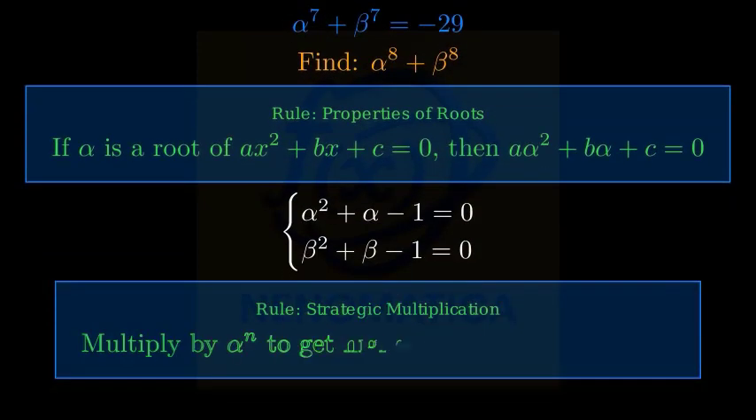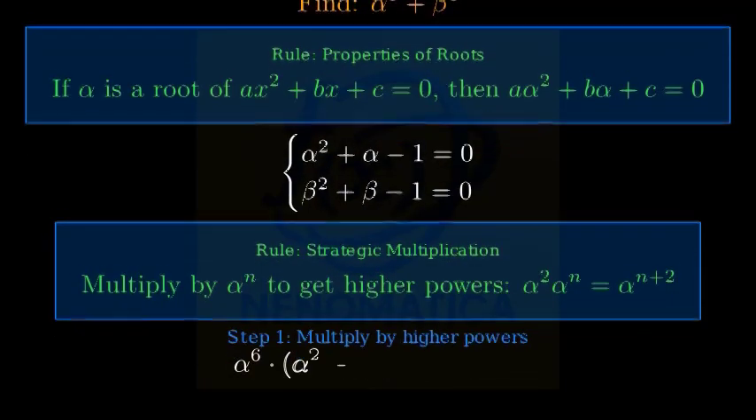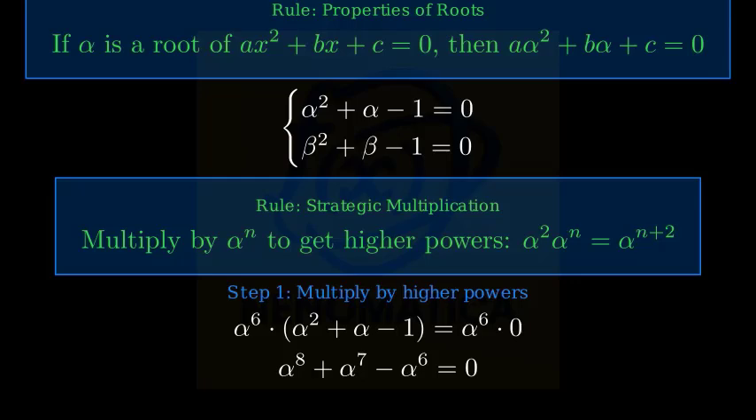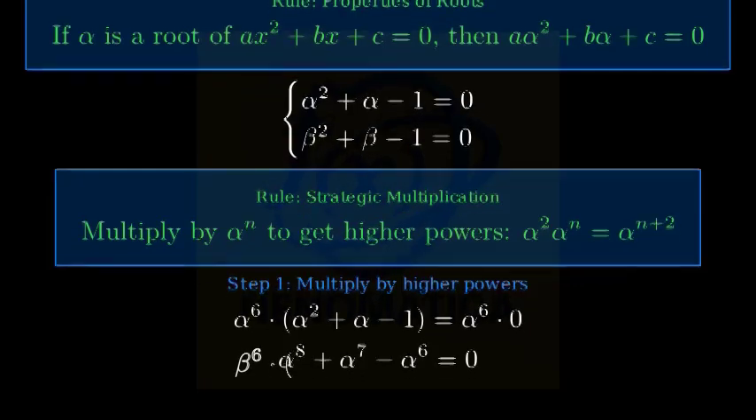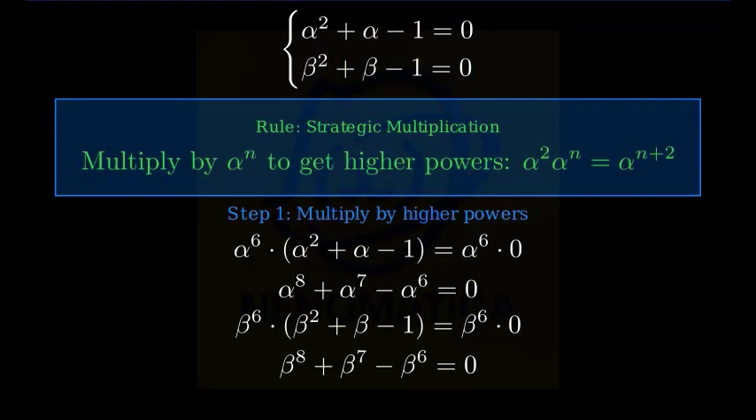We'll multiply the first equation by alpha to the 6th power and the second equation by beta to the 6th power. When we multiply the first equation by alpha to the 6th power, we get alpha to the 8th power plus alpha to the 7th power minus alpha to the 6th power equals 0. Similarly, when we multiply the second equation by beta to the 6th power, we get beta to the 8th power plus beta to the 7th power minus beta to the 6th power equals 0. Now, let's add these two equations together.